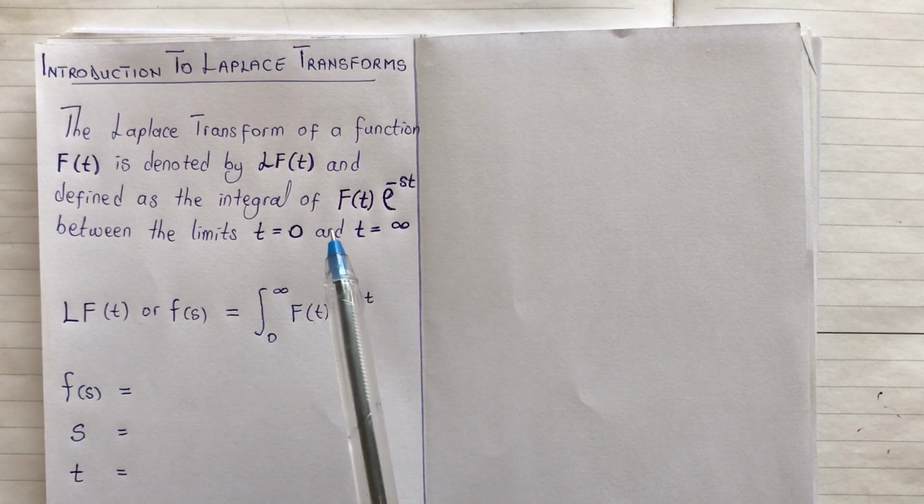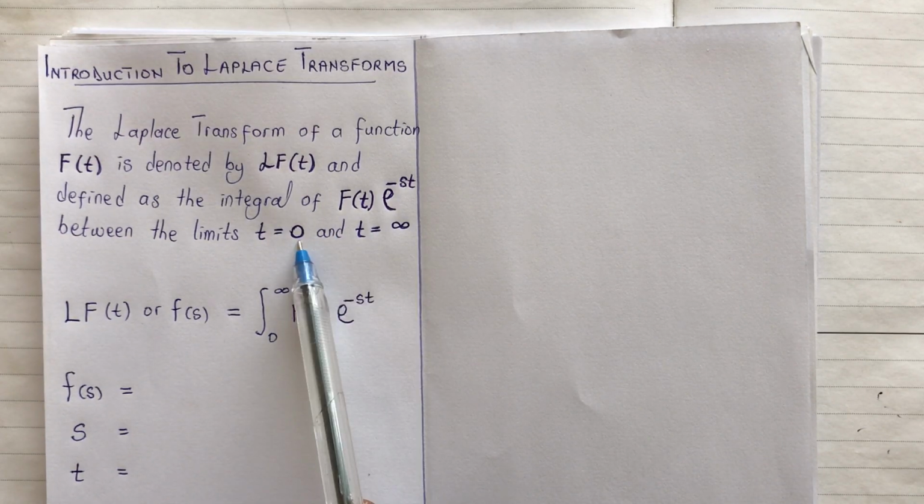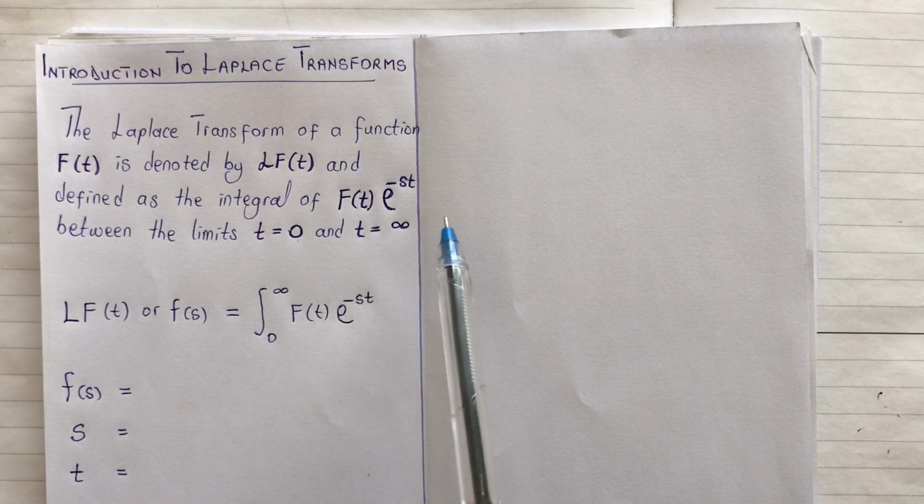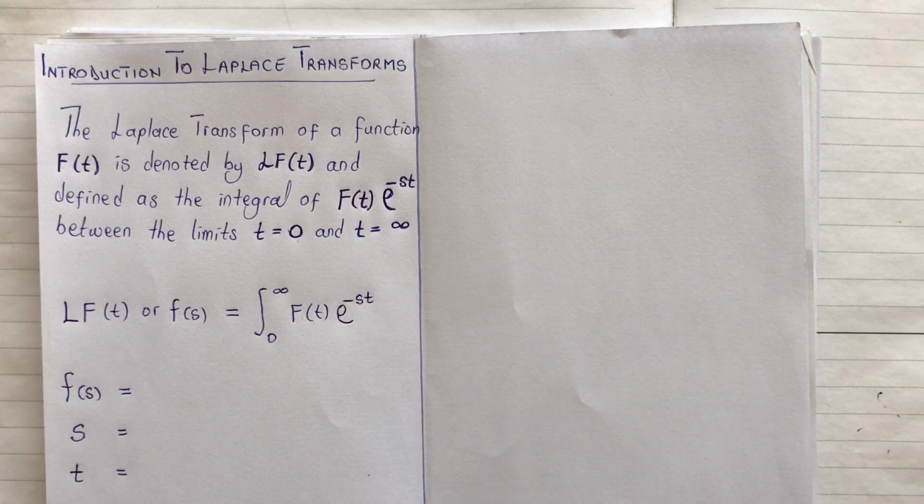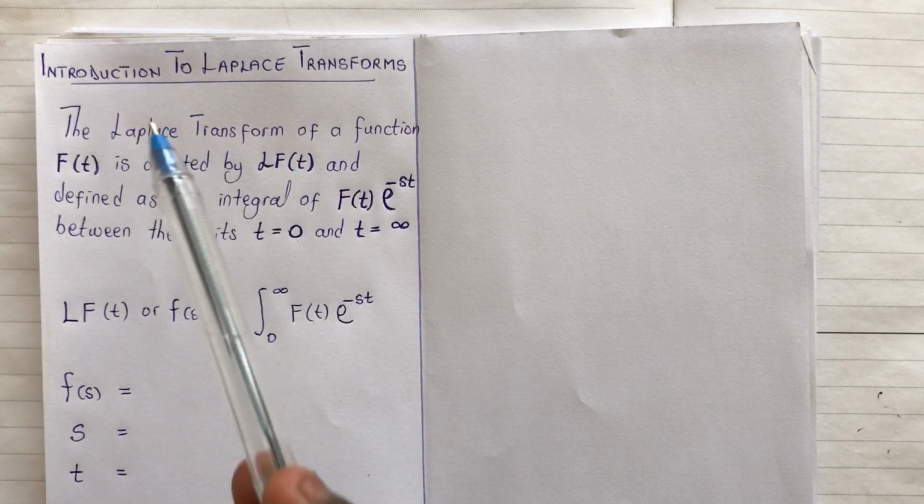Remember that we are taking the value between t equal to 0 and t equal to infinity. This means that t should be greater than or equal to 0. So t here is a real number that must be greater than or equal to 0. Alright, so let me break this definition down.